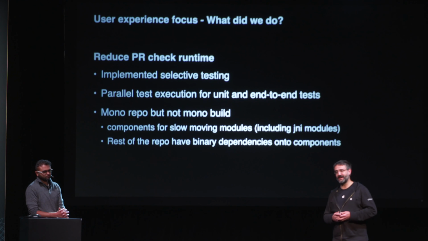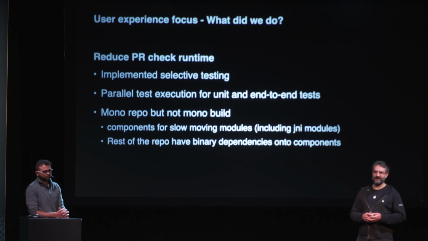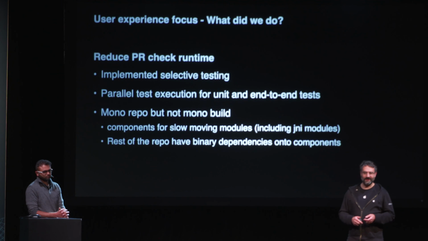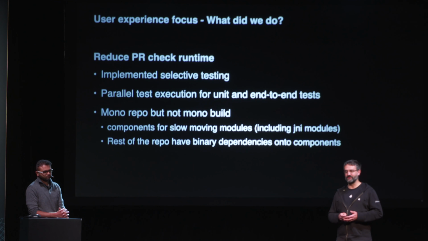That included JNI modules. JNI modules were a constant source of headaches because they rely so heavily on your local configuration, which GCC compiler you're running, and all those kinds of variables that we were glad not to have to track. So the rest of the repo would have a binary dependency on those components so that you wouldn't have to rebuild them locally, but you would just use the version.